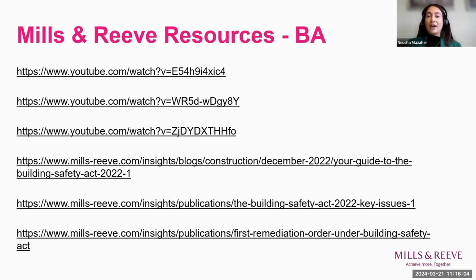Mills and Reeve have run various sessions on the Building Safety Act and have discussed in detail how sections 148 and 149 operate. So I won't go into further detail on that today, but there are notes on the slides of various resources in case you wish to go back and watch any of those sessions or read any of the articles. For the purposes of this discussion, we're interested in how the BSA defines a construction or cladding product requirement.